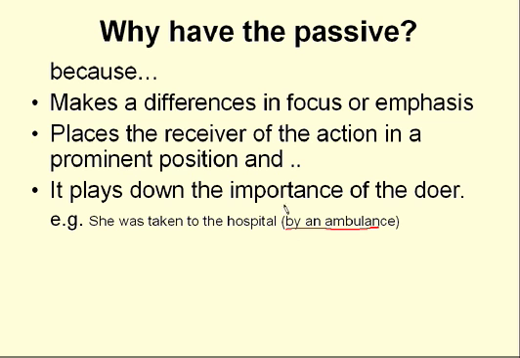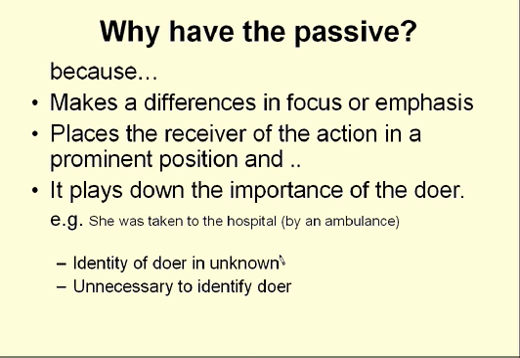Why might you want to play down the importance of the doer? For several reasons. Because, for example, the identity of the doer is unknown, or it's unnecessary to identify the doer. It may also be tactless to identify the doer. For example, if you're writing a research paper, instead of saying I changed the test tubes, you might say the test tubes were then changed. You don't need to identify the doer there.